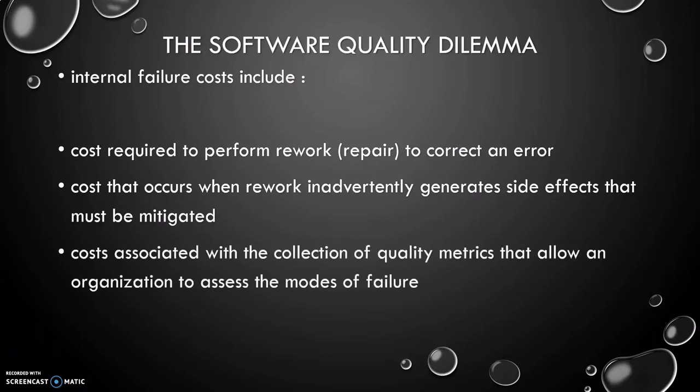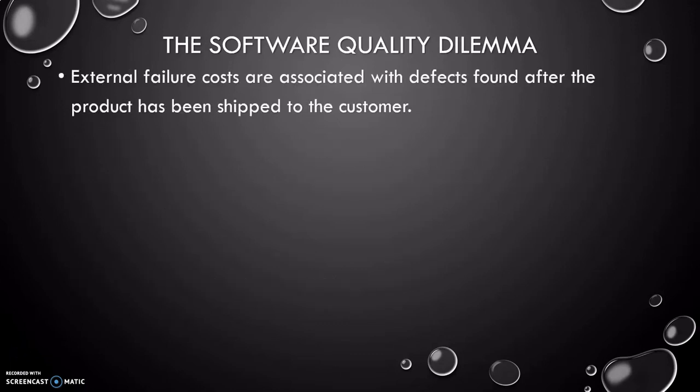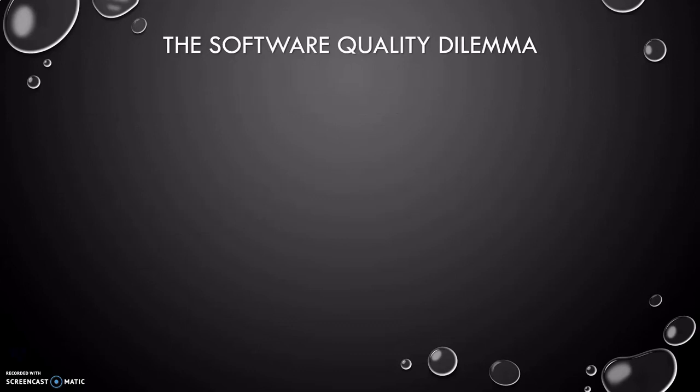Then there is the cost associated with the collection of quality metrics that allow an organization to assess the modes of failure. Then we have external failure costs, which are associated with defects found after the product has been shipped to the customer. These include complaint resolution, product return and replacement, helpline support, and labor costs associated with warranty work. All these come under external failure cost because they occur after shipping the product to the customer.